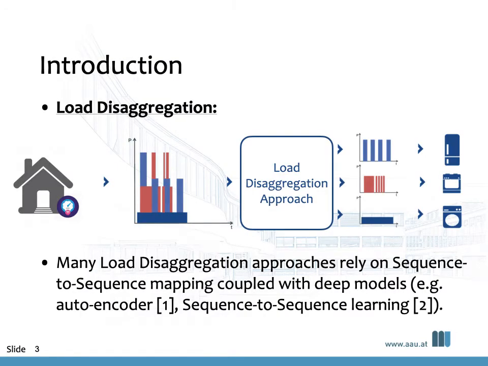The main task of load disaggregation is to identify different appliances' contribution in the total power consumption of a household. And to achieve this, many approaches in the literature adopt the sequence-to-sequence mapping coupled with deep neural networks that gained more and more attention in the last few years.